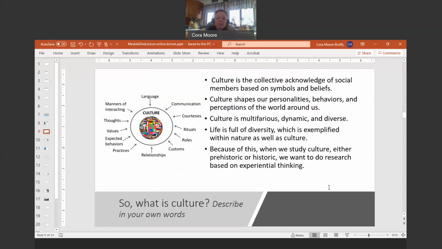All right, so when it comes to describing culture, we say that culture is the collective acknowledgement of social members based on symbols and beliefs. Culture shapes everything that we do: our personalities, our behaviors, our perceptions, our engagements with other people. And so, when we go to study culture, we always want to do that from an experiential thinking, and I'll explain that in just a minute. This collective acknowledgement of social members is just that. It's that to live in a culture, we've got to have a set of rules, or we could say ethics, of how we're going to engage each other.